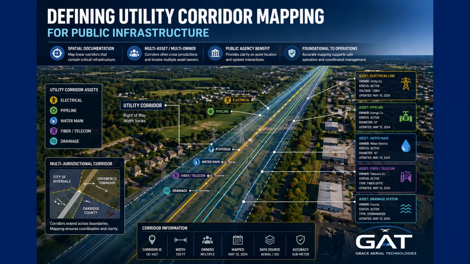For public agencies, utility corridor mapping provides a structured way to understand where critical services are located and how they interact with surrounding infrastructure. Accurate corridor mapping is foundational to safe operations and coordinated infrastructure management.